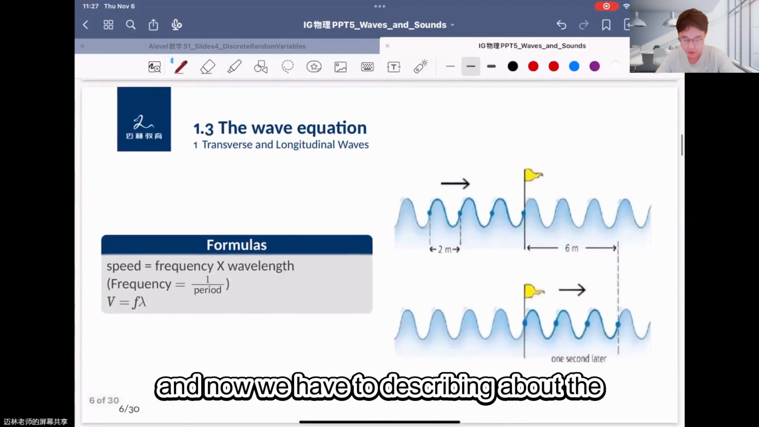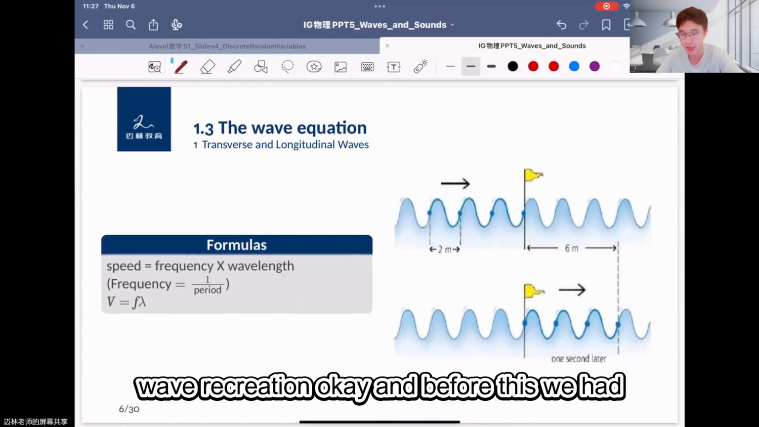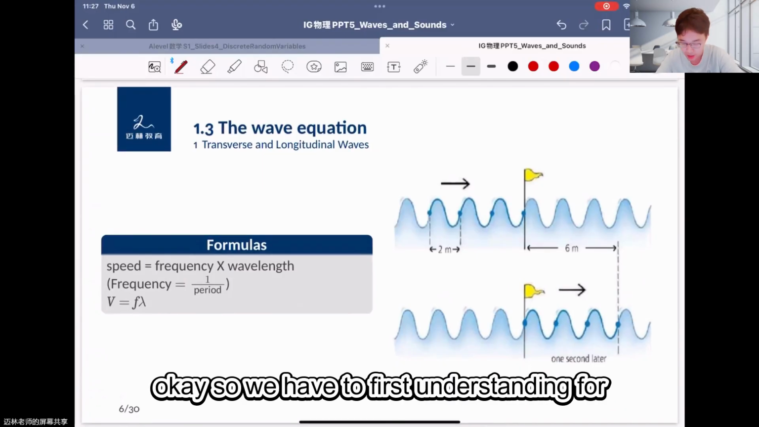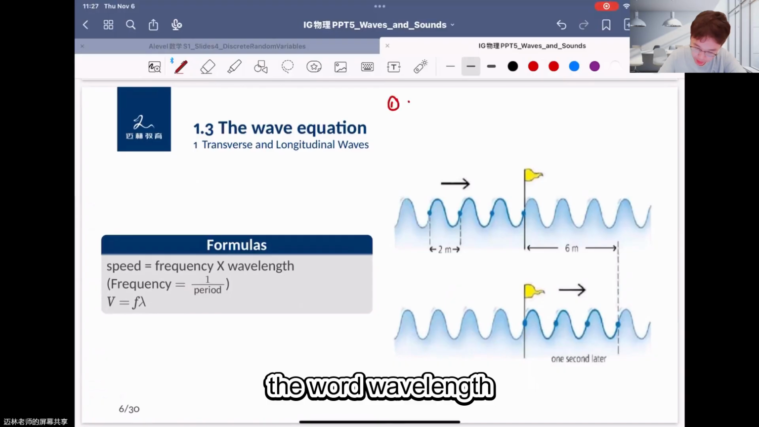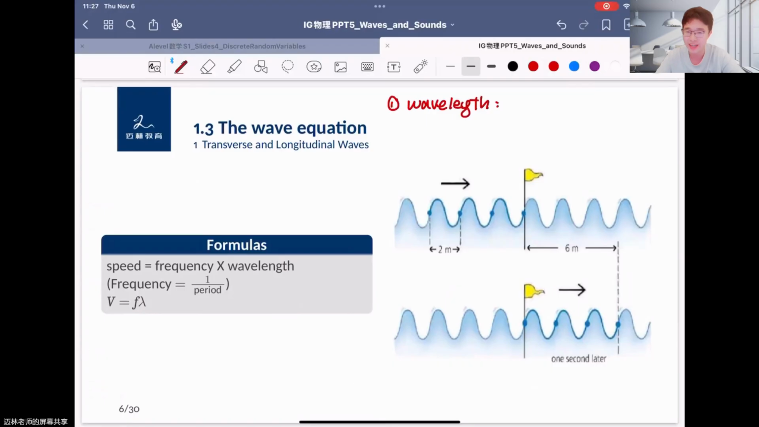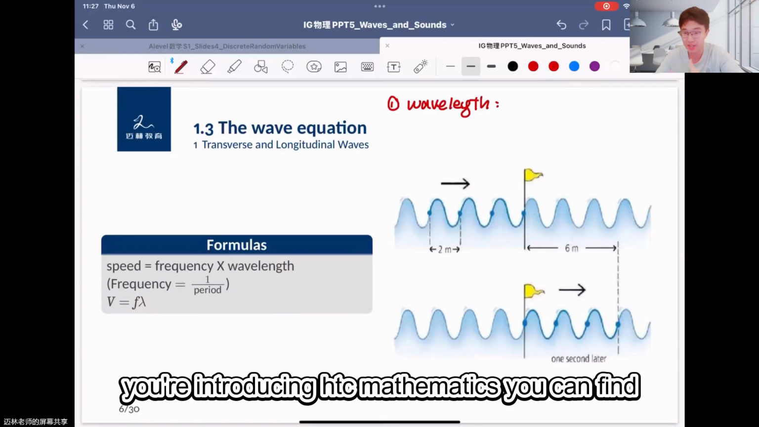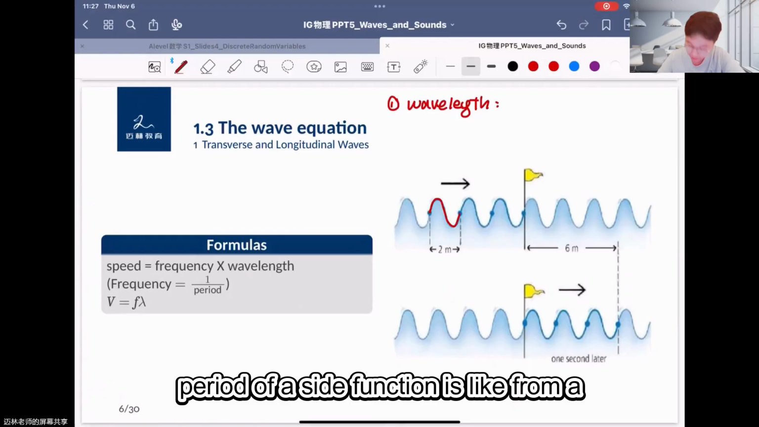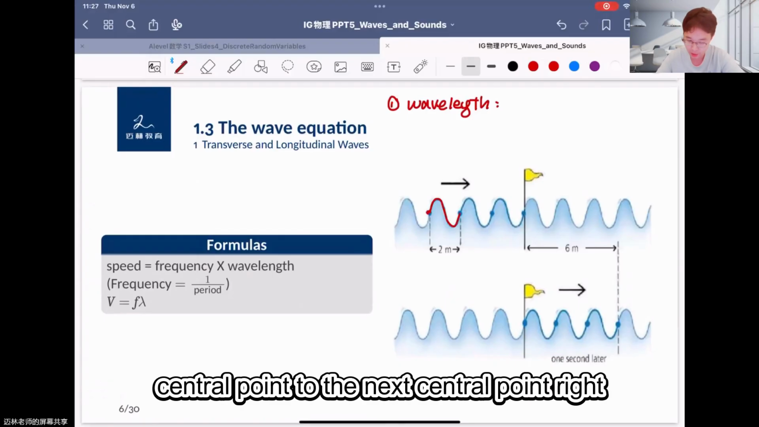And now we have to describe the wave equation, okay? And before this, we have to know several things about waves, okay? So we first have to understand the word wavelength. So wavelength is like when you are doing some math problems, okay? And when you are using IGCSE mathematics, you can find here the period of a sine function is from a central point to the next central point, right?